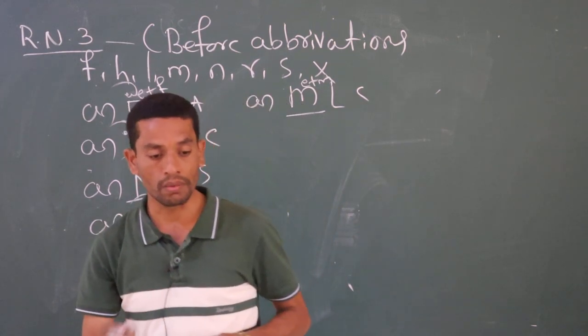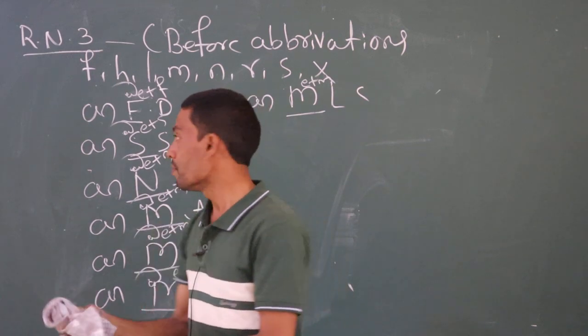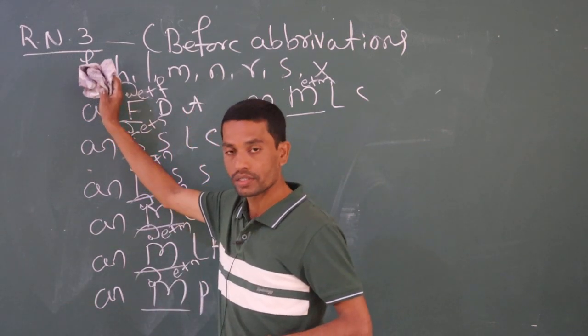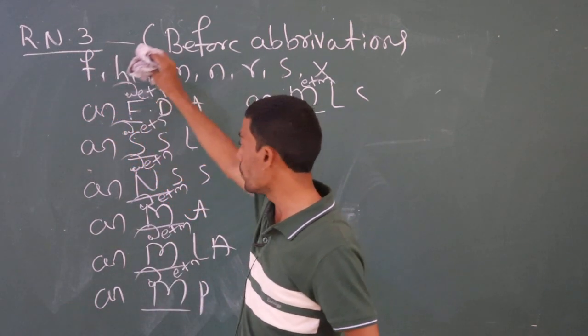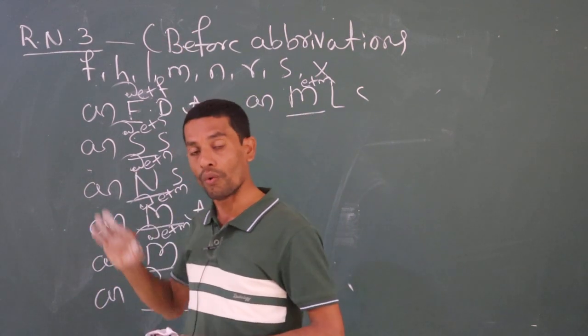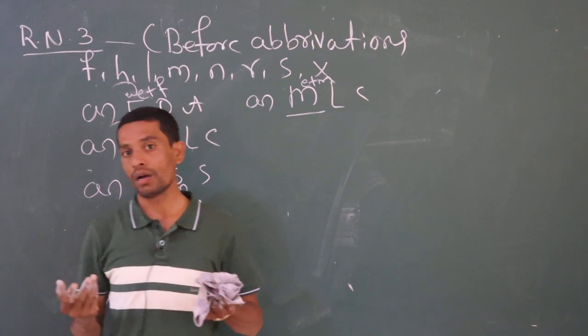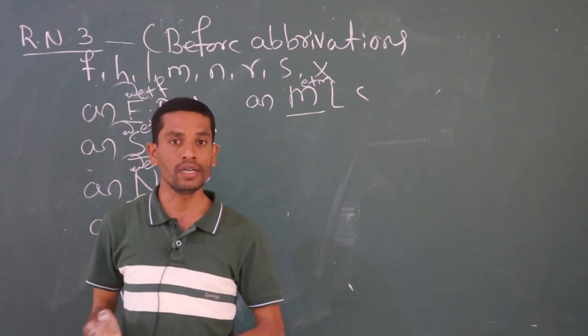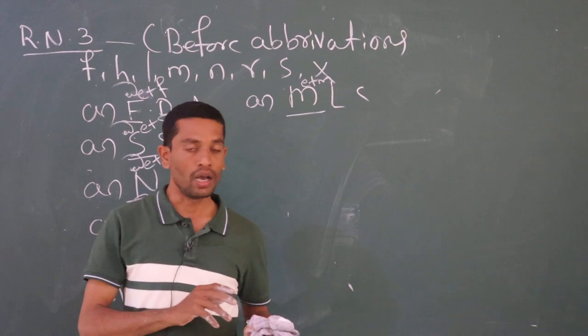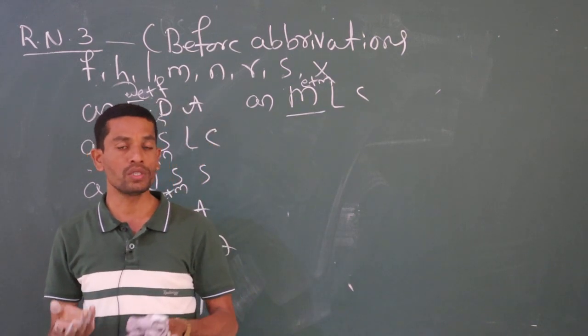So this is a very important rule. If you go for competitive exams, they are going to ask this kind of examples. Why are they going to ask this kind of examples? Because we all know that before a consonant we have to use a article, before a vowel we have to use an article.